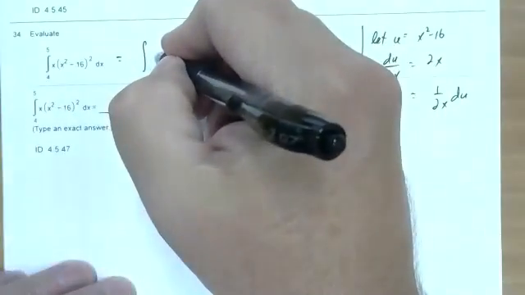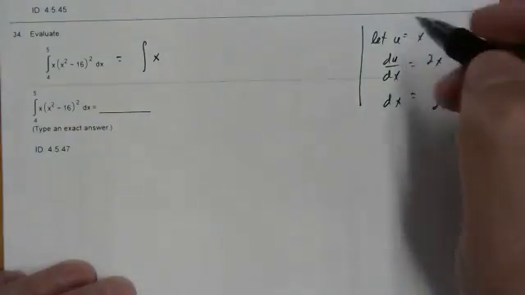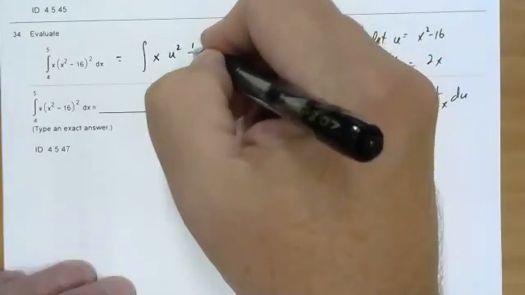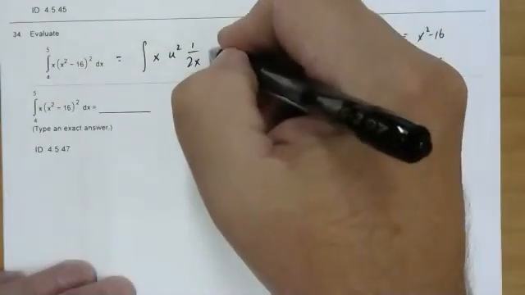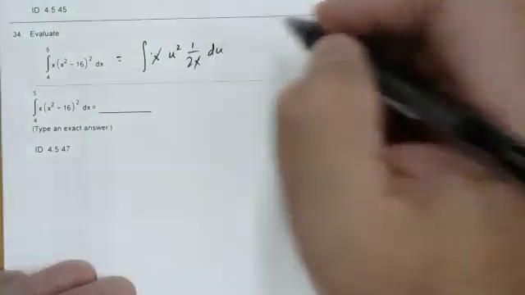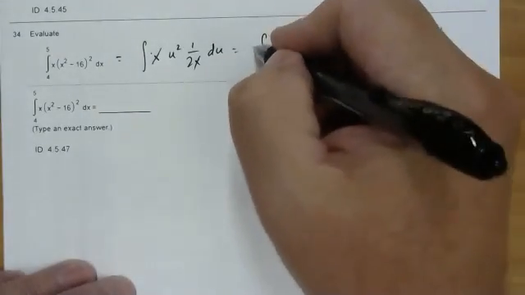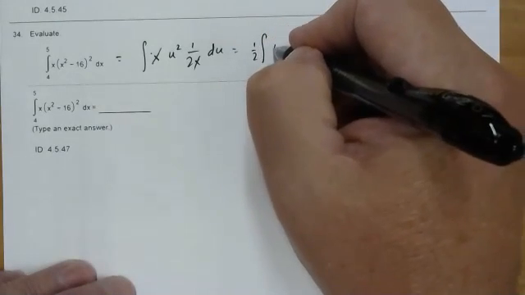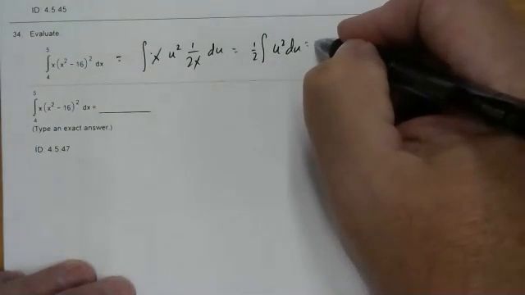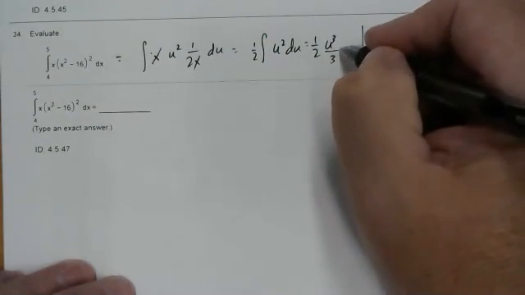Got an x here, which I can't do anything about. X squared minus 16 is u, so this becomes u squared. Dx is 1 over 2x du. So this x and this x cancels out. I'm actually left with 1/2 u squared du. That's a pretty straightforward integral. U cubed over 3.